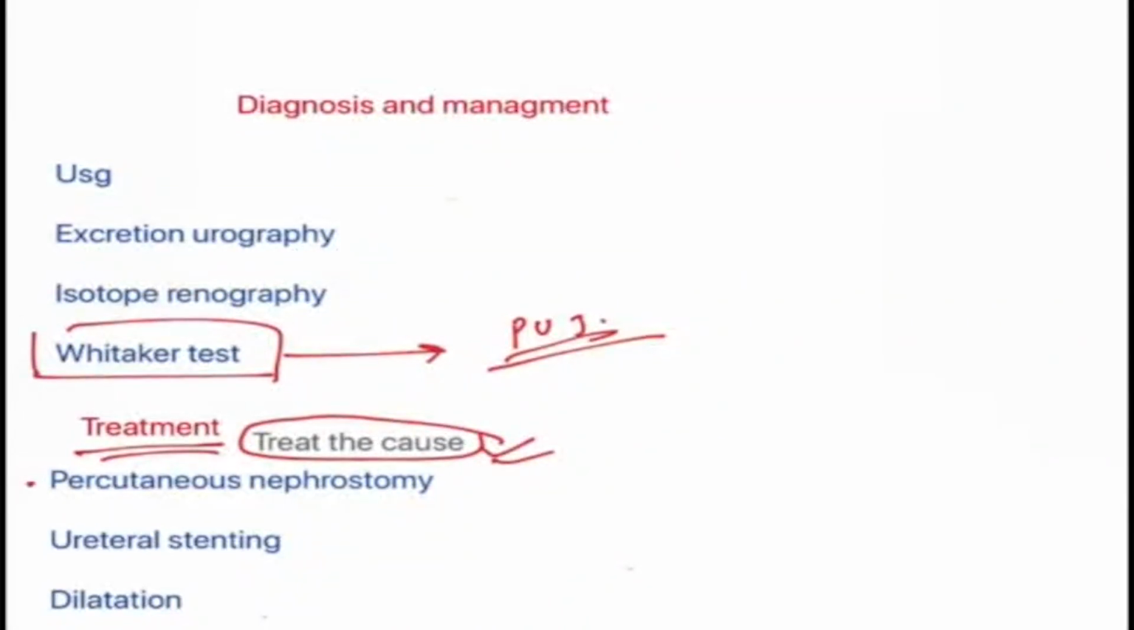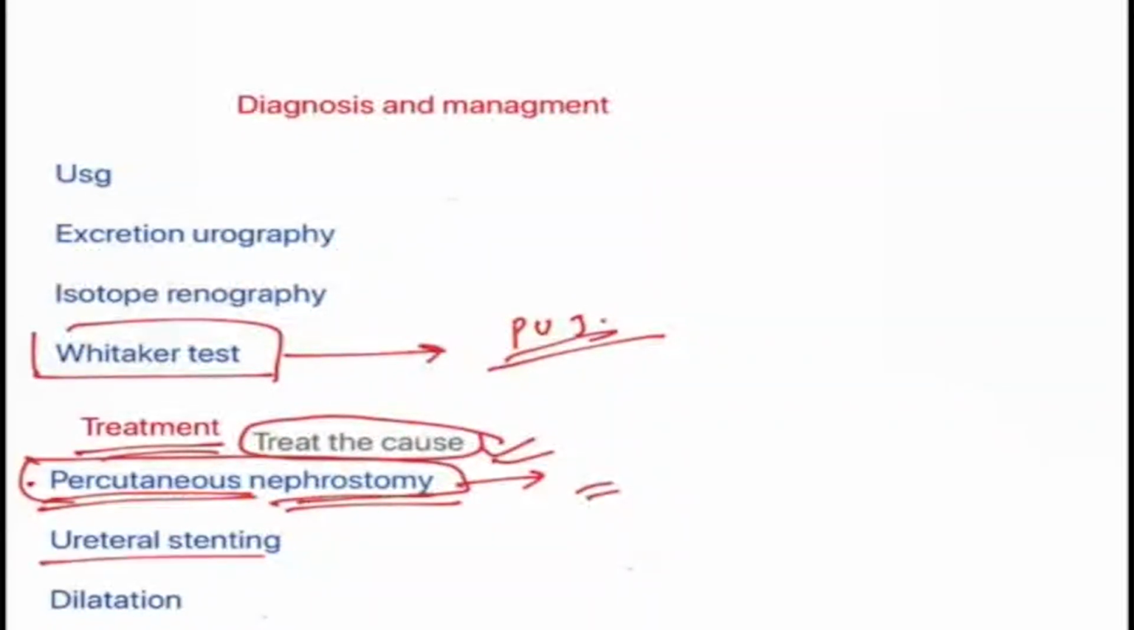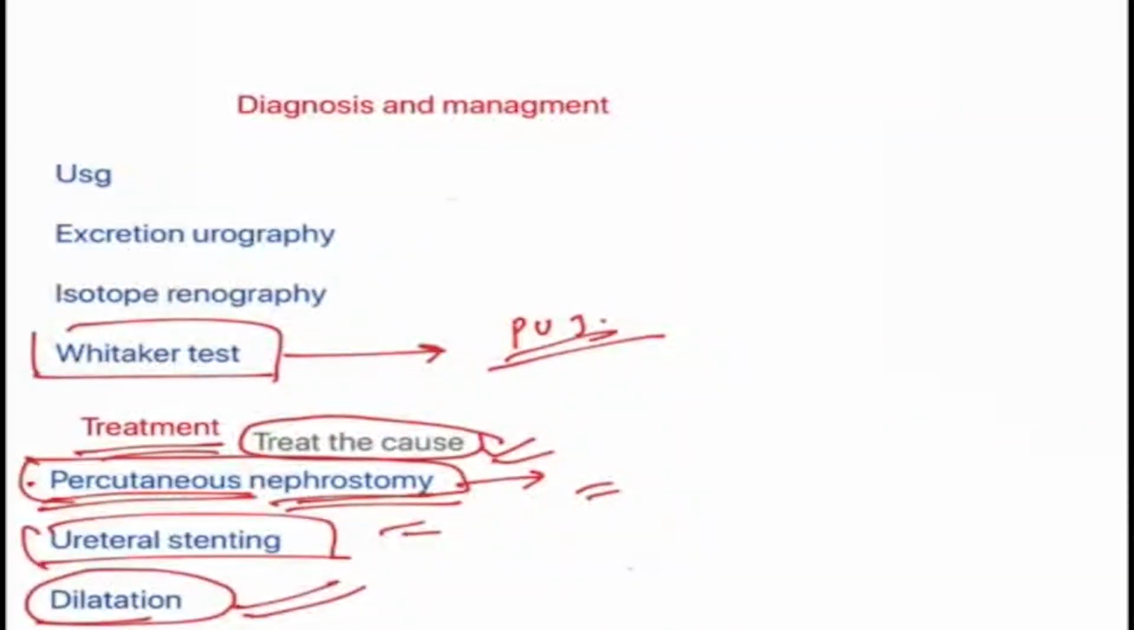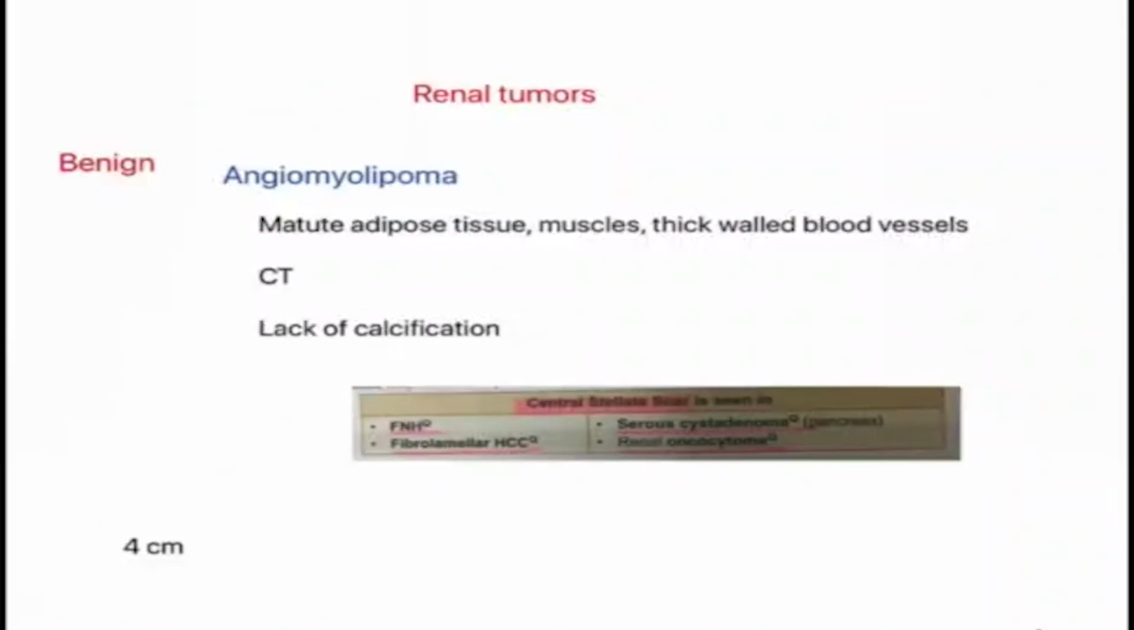Now coming to the treatment, first we have to treat the underlying cause. Then in acute obstruction with sepsis or hydronephrosis, we need to do percutaneous nephrostomy for urgent decompression, or ureteric stenting. Dilatation can be done after this acute phase is over. Ureteric dilatation, urethral dilatation, these are done depending upon the level of obstruction which is causing this hydronephrosis.